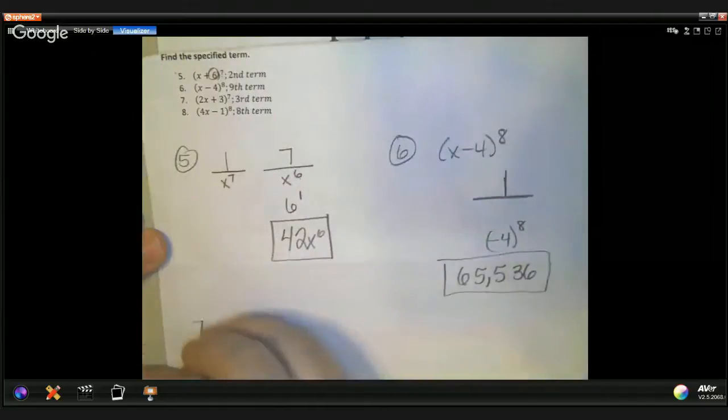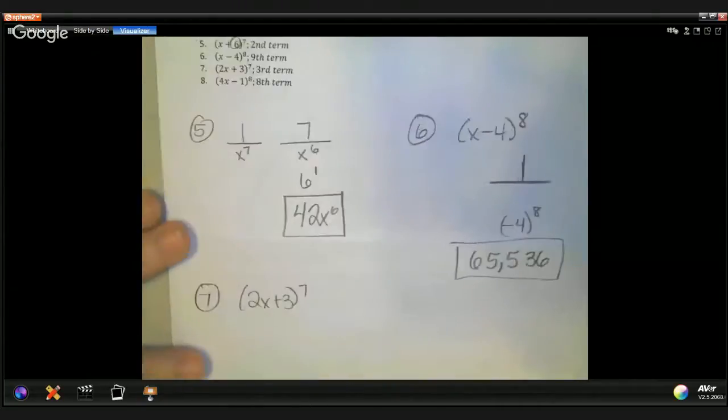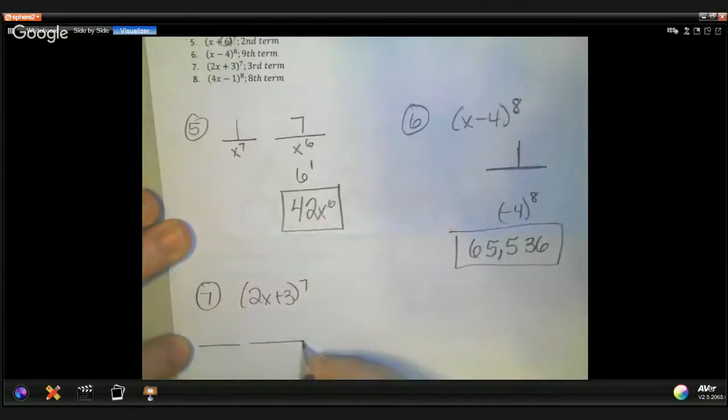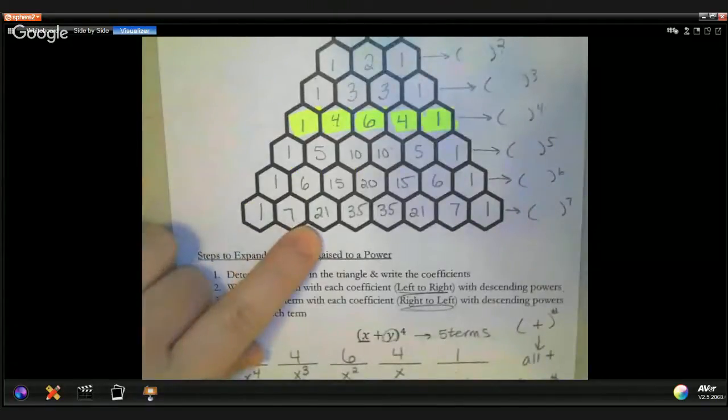Okay, let's look at number 7. The cat's meowing in the background. So 2x plus 3 to the 7th. This time it wants the third term. I know the first term's 1, the second term's 7. Okay, my issue is I don't know the third, so I'm going to look at the 7th row. The third one is 21.